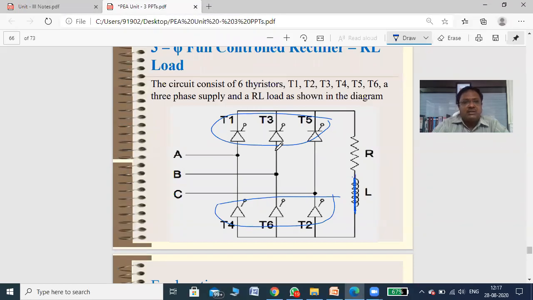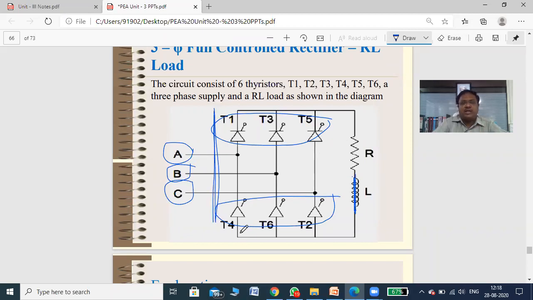Delta-delta, delta-star, star-star, whatever the connection may be, if you are not using a transformer, you can directly apply the three-phase supply. You can see in this figure, phase A, phase B, and phase C are directly connected to the converter. No transformer connections are shown here. Even the transformer is optional with these bridge converters. Why? Because we are not using the neutral point. If the neutral point is not required, then we can directly connect phase A, phase B, and phase C to the converter. So the transformer is optional. You can use it or you can even eliminate it.